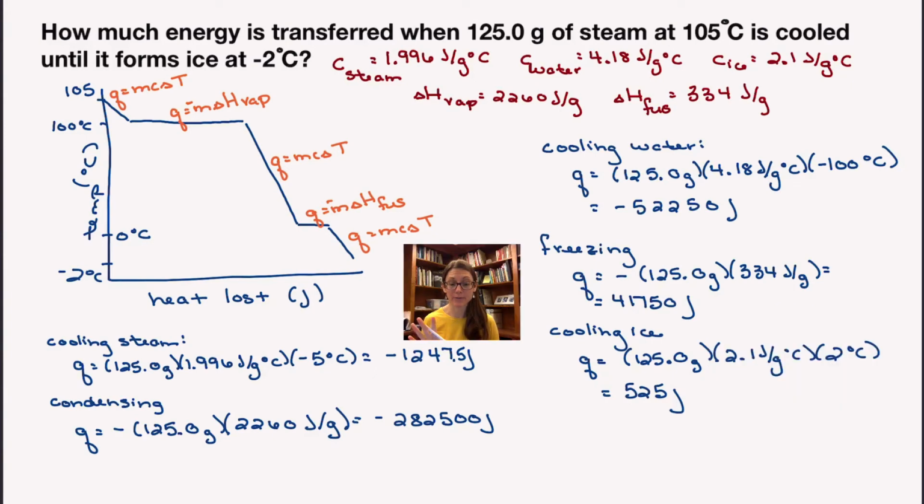Okay, so that was 5 different equations. I calculated the heat necessary to cool the steam down, to condense the steam into liquid water, to cool the water, to freeze the water once we got down to 0 degrees Celsius, and then to cool the ice down further. So not crazy, just keep track of all the pieces, and then all you have to do to finish this problem is add it all together. Please note, these are all negative numbers, so I should have a big negative number when I'm done. So let's do that.